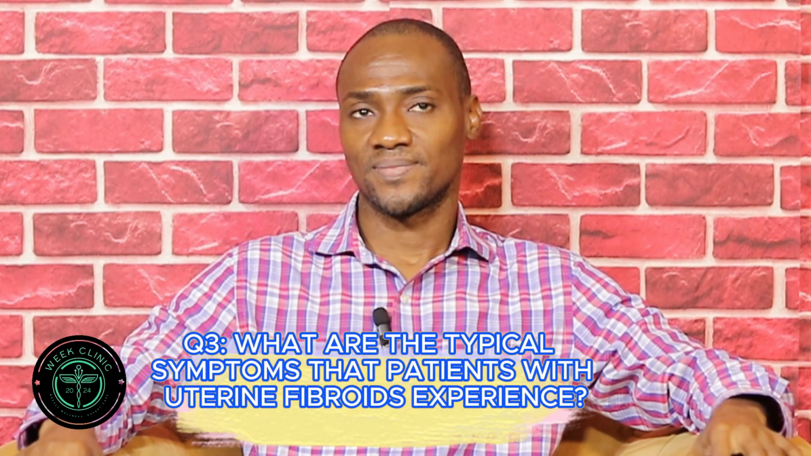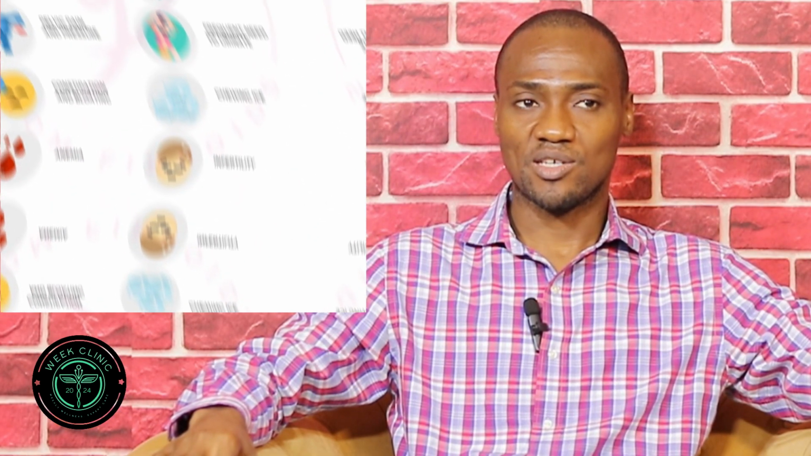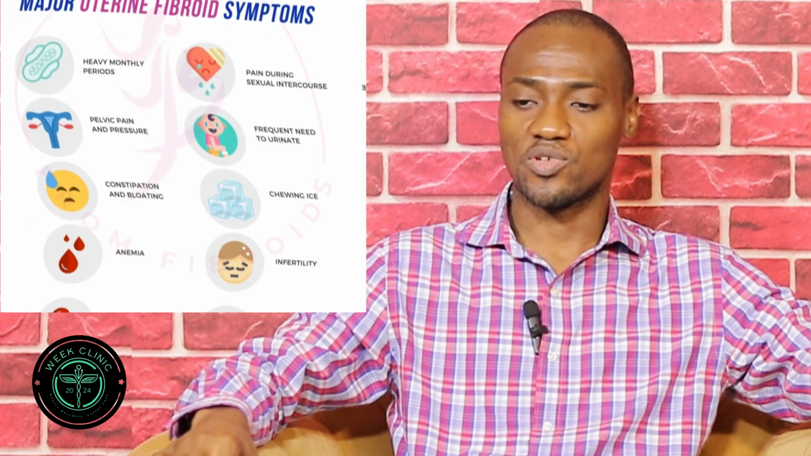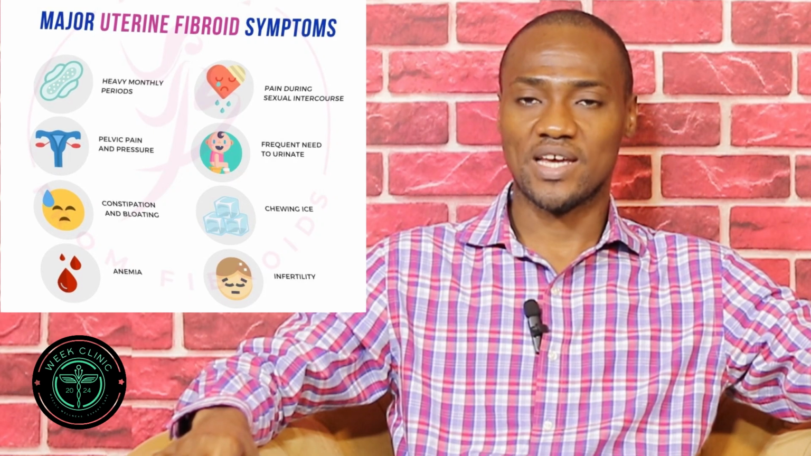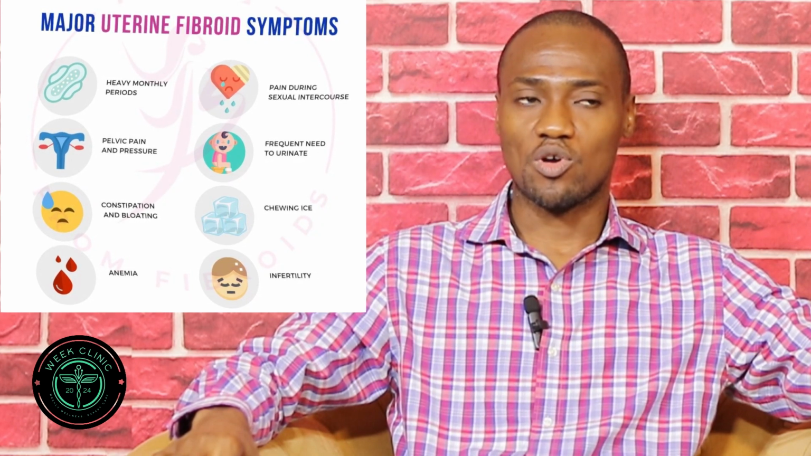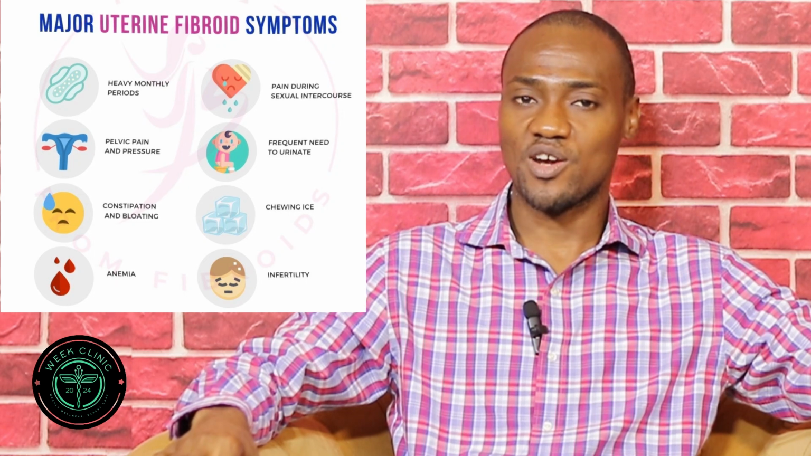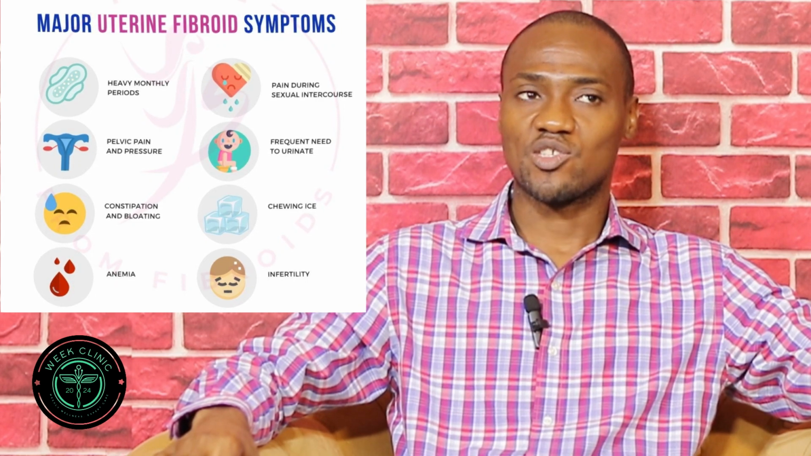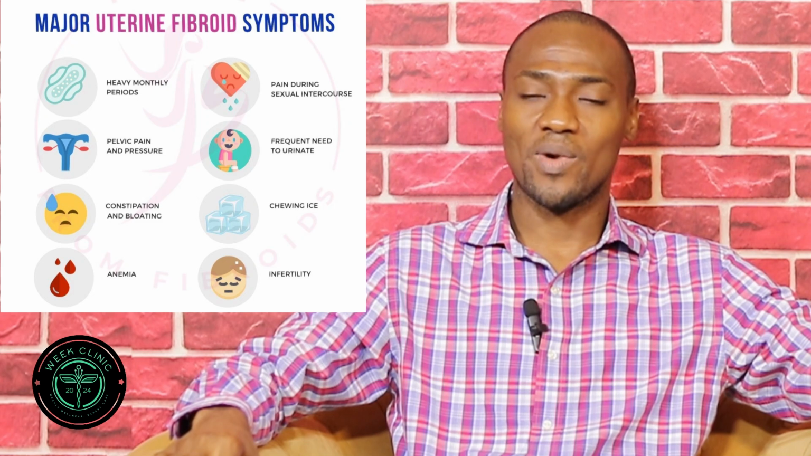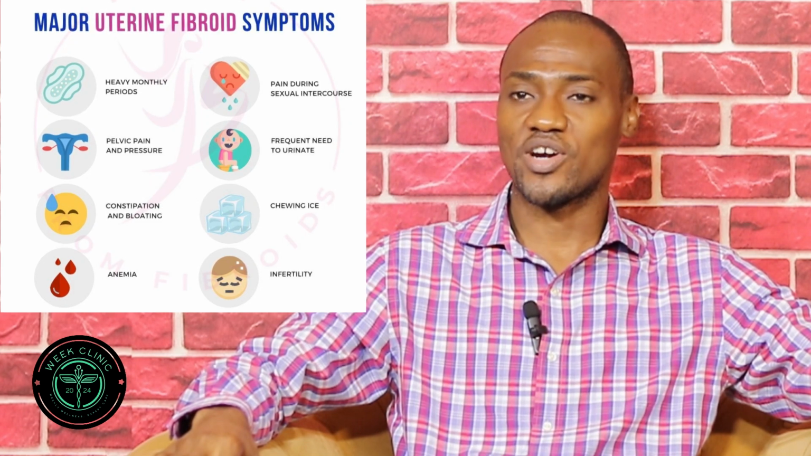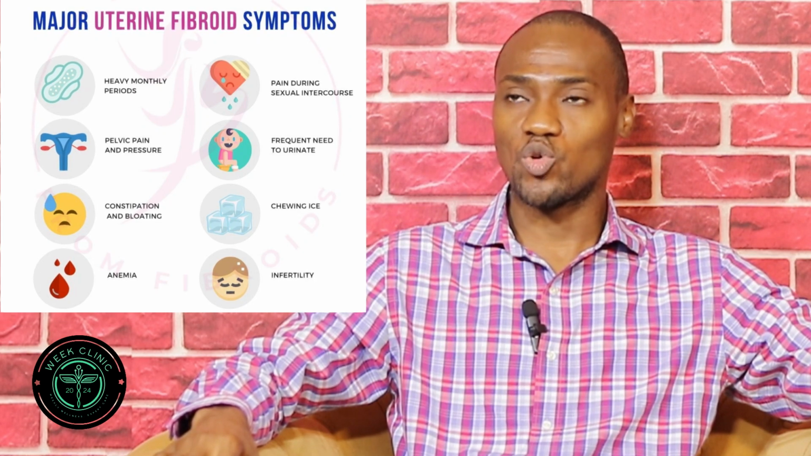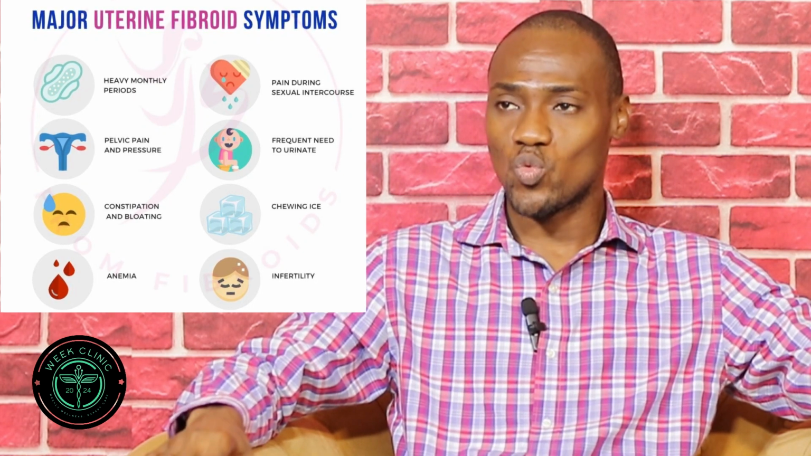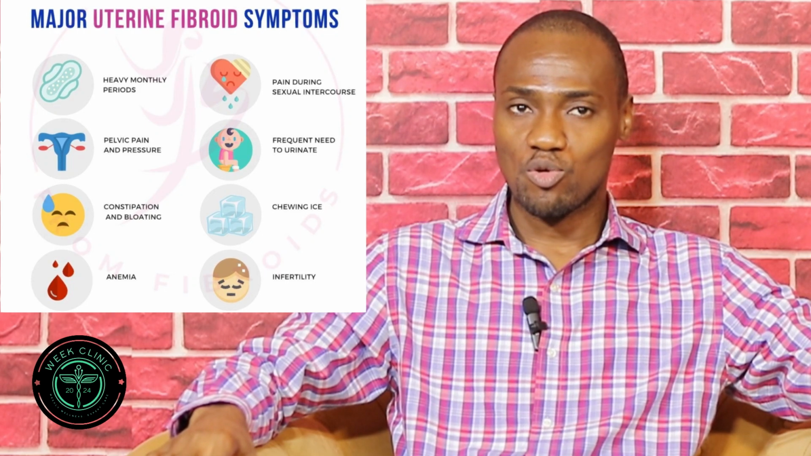What are the typical symptoms that patients with uterine fibroids experience? The typical symptoms we would attribute to the presence of uterine fibroids would include a mass or a swelling on the lower part of the body. It would cause pain for most people. This is a very common complaint that patients come with. Some patients have complaints of abnormal uterine bleeding, which could be excessive bleeding or bleeding between menstruation.